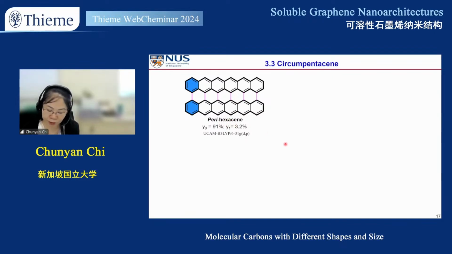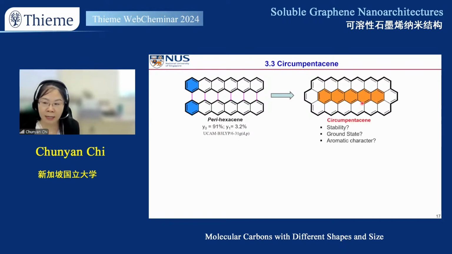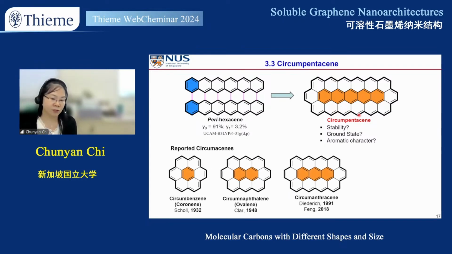Our particular interest is to fuse two benzene rings at the bay position to make this new pi structure. The core of this molecule is pentacene. So then we called it circumpentacene. Then many questions come. How about the stability and ground state of this molecule? Is it aromatic or not? Then we searched the literature, and we found three reported circumacenes.